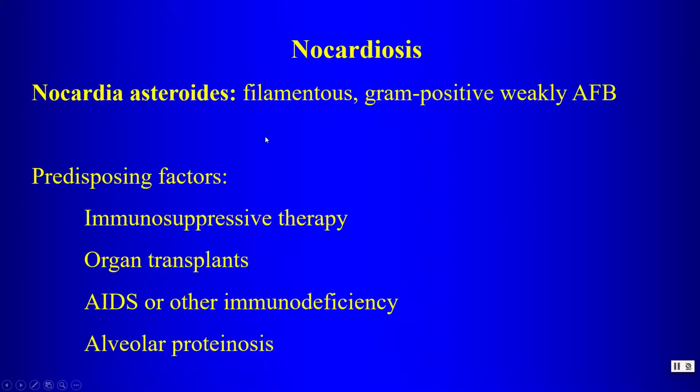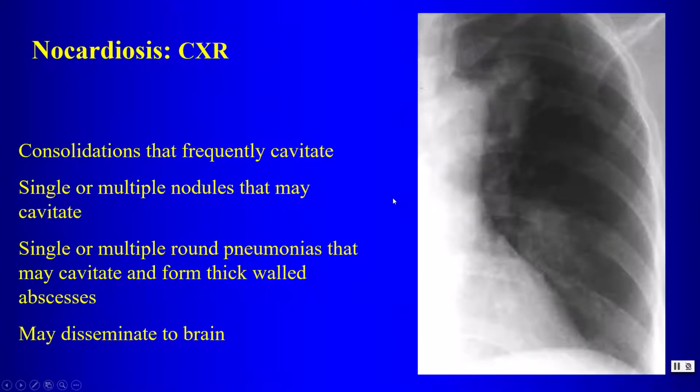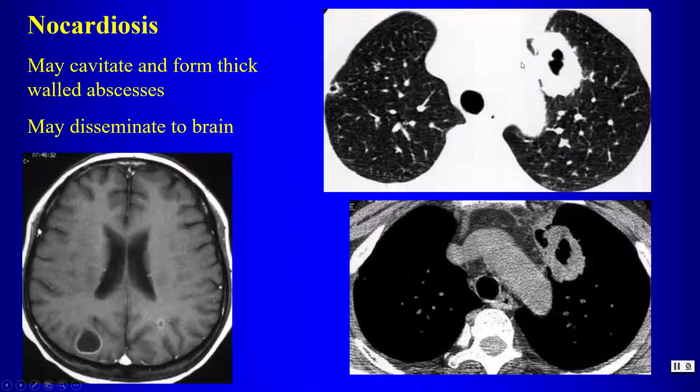This is not a fungus, but a fungus-like organism. It's a filamentous gram-positive weakly acid-fast bacillus. This can give you consolidations that might cavitate, single or multiple nodules, round pneumonias, and this can disseminate to the brain. So nocardiosis can give you cavitary lesions like this, and this may disseminate to the brain, as in this particular example.